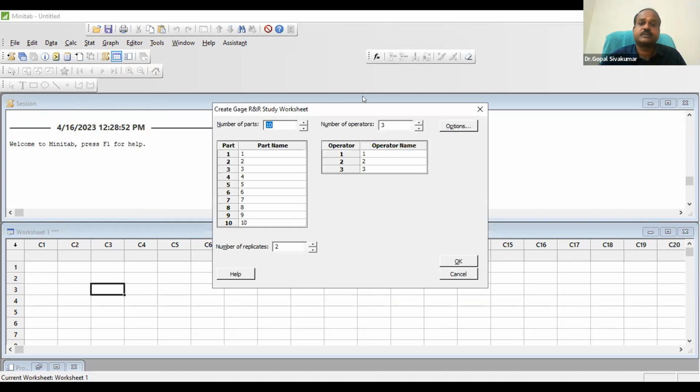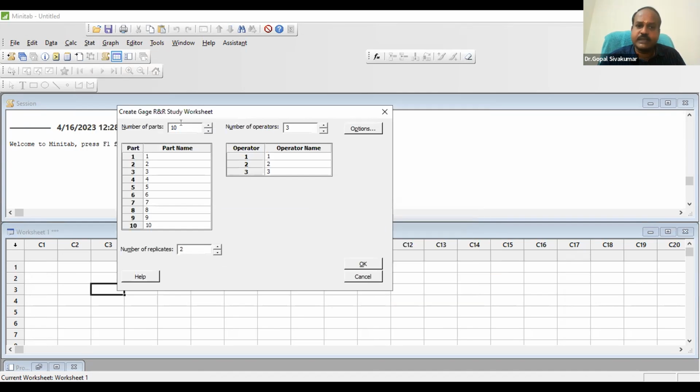Create a worksheet. Now, number of parts, I said 10 minimum required. Number of operators, 3. Let me put your names here. We have Santosh Gori and we have Sandeep. And who is that? One more. Okay, Mugil. I'll take Mugil. So 3 operators, 10 parts, and each part how many times? Let us say each part 3 times. 10 into 3 into 3, how much?